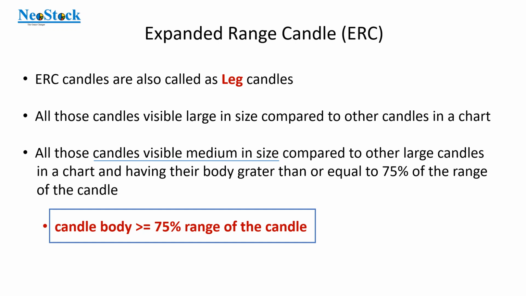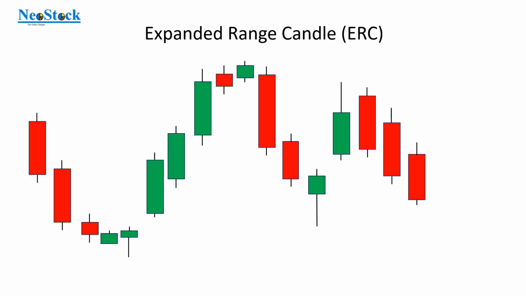So let us understand in a better way by looking into a chart. How does this candle look when you are comparing with all these candles? It is looking large in size. If it is large in size, by default it is an expanded range candle. The next one is also an expanded range candle. And this candle is also an expanded range candle because they are all looking large in size. All these candles are looking large in size.